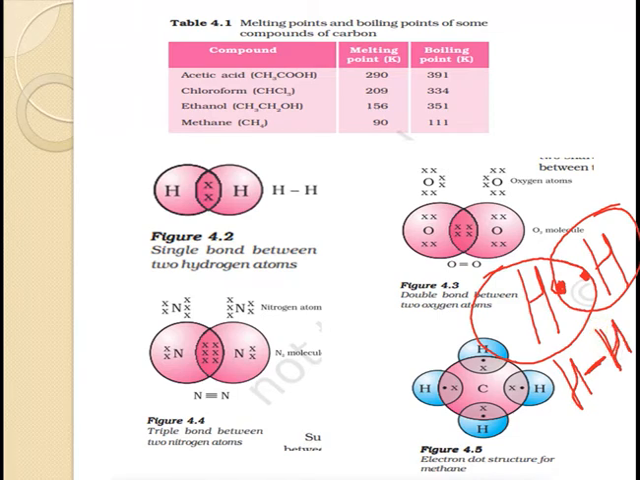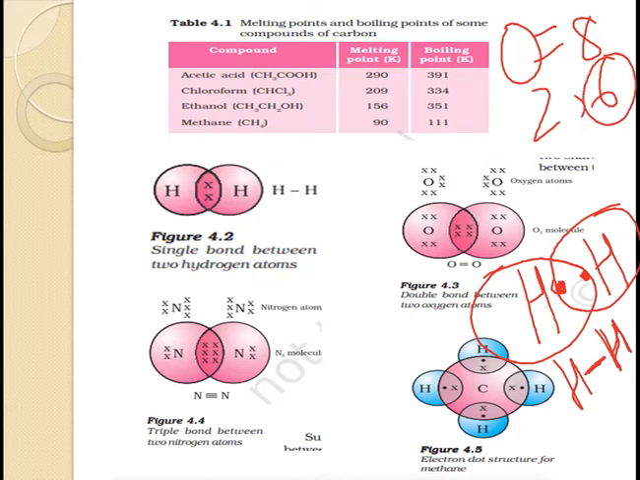In case of oxygen, the atomic number of oxygen is 8. Electronic configuration 2, 6. 6 electrons are there in the outermost shell. So the oxygen atom will have 6 electrons in the outermost shell: 1, 2, 3, 4, 5, 6. How many extra electrons does it need to become stable? It needs 2 more electrons to become stable, because every element, if it has 8 electrons in the outer shell, becomes stable. So it needs 2 more electrons to become stable.